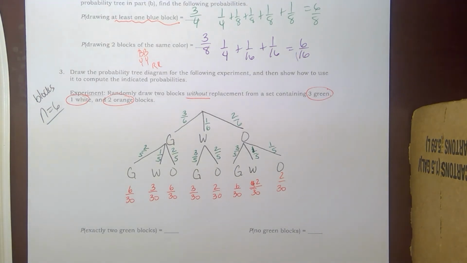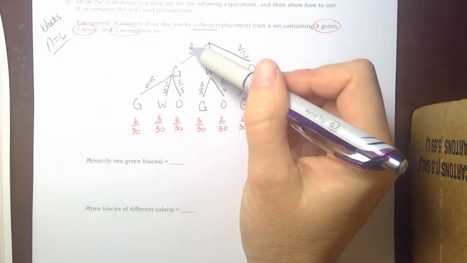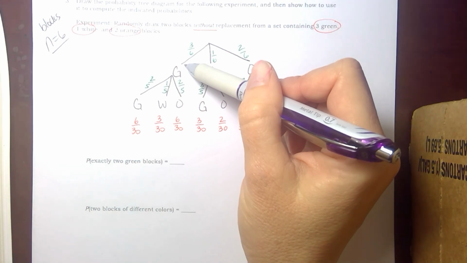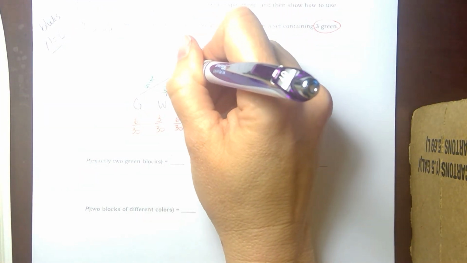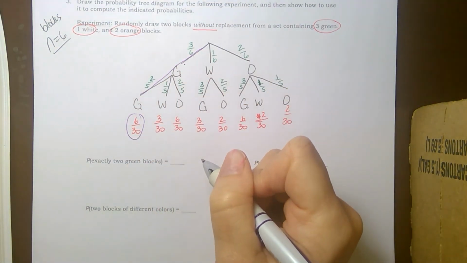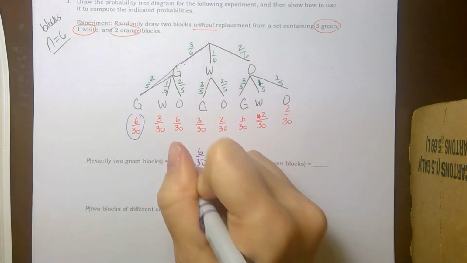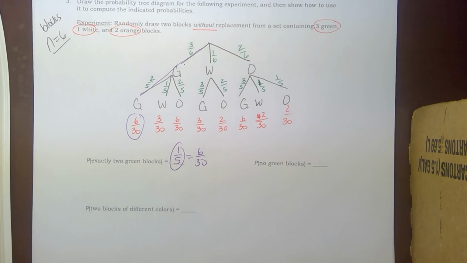Now this next part, answering these 3 questions, this is why we kept our denominator 30. What's the probability of drawing exactly 2 green blocks? Well, exactly 2 green blocks means I draw green on the first draw and the second draw. So I'm only interested in looking at this one, and then I'm really only interested in just this one pathway. Well, the probability of that is 6 out of 30. Here I can reduce and get 1/5. I can leave it 6/30 or 1/5 depending on what I'm asked for.